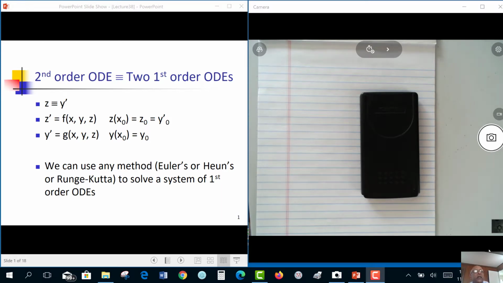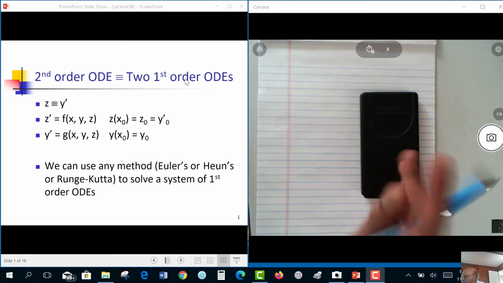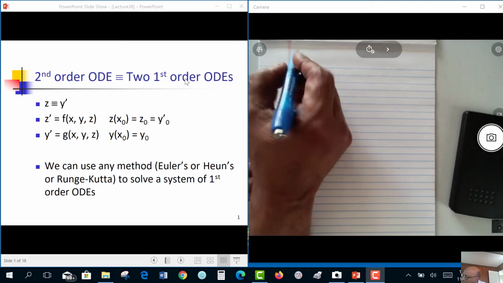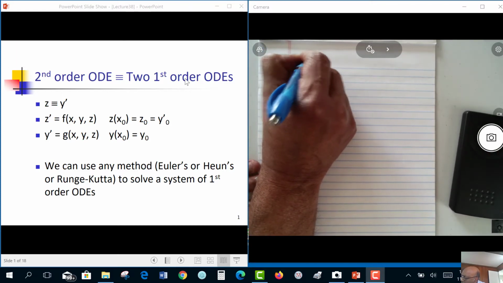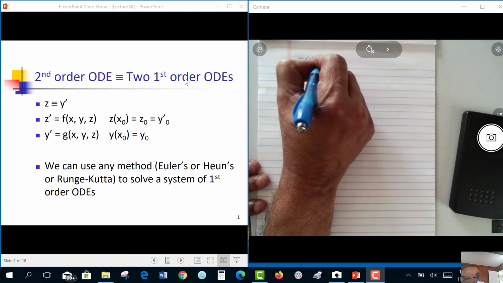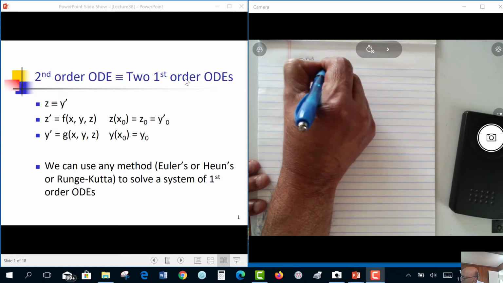We just learned in our last class how to solve a second order differential equation. And we did that by converting a second order differential equation into two first order ordinary differential equations. And we did this all just by substituting one variable for another.